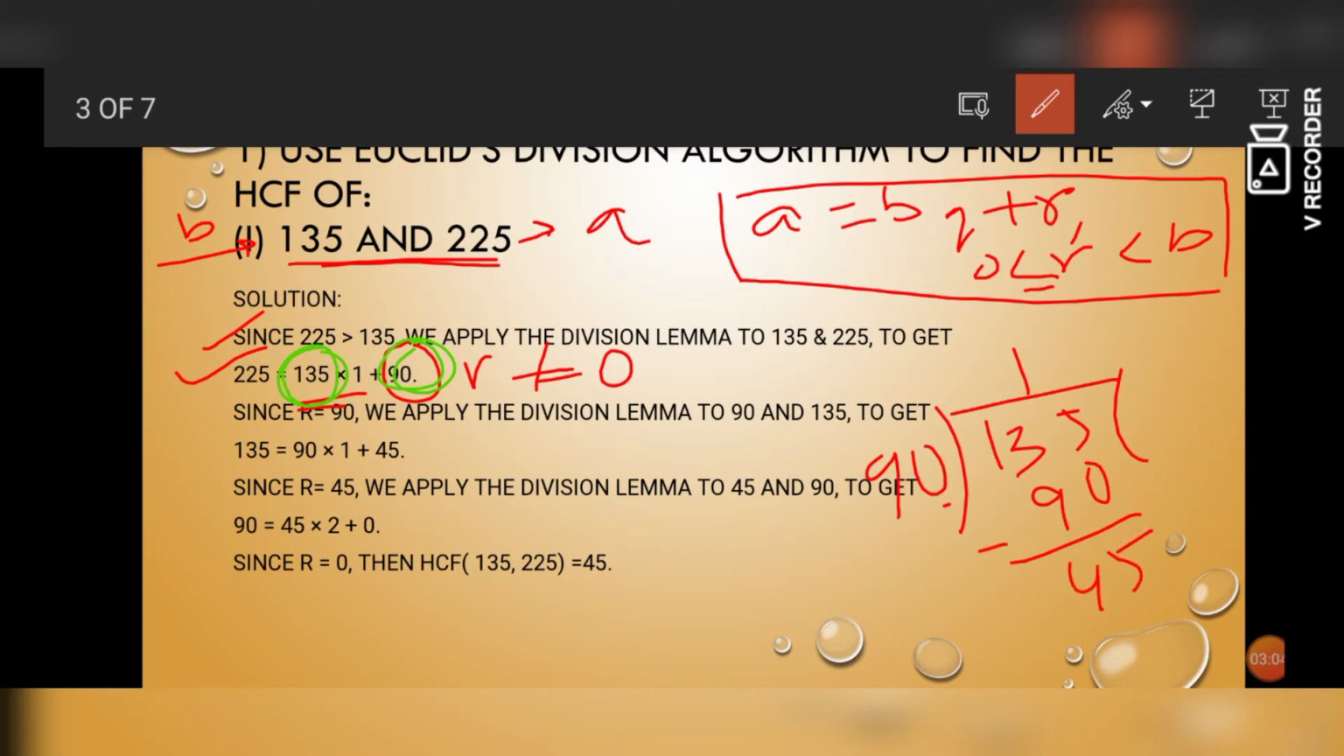Here again the remainder is not equal to 0. We have to write this in the ideal Euclid's division lemma. So 135 can be written as 90 into 1 plus the remainder 45. Since our remainder is not equal to 0, our process will continue again.